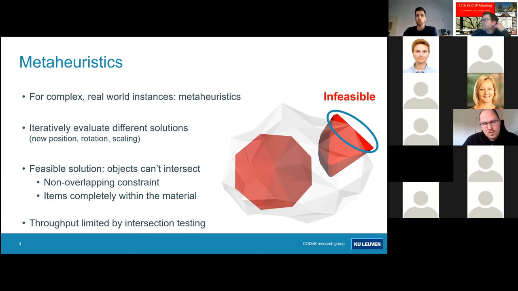So we want to test new positions, rotations, or scalings one after the other. And for every iteration, we have to test if a solution is feasible. A feasible solution means that the items cannot overlap each other, so the triangular meshes that represent these objects can't intersect each other. The items can also not intersect the material, because that would mean that some of the item would lie outside the material. And the performance of these meta-heuristics is ultimately bottlenecked by these geometric computations because they take quite a long time.